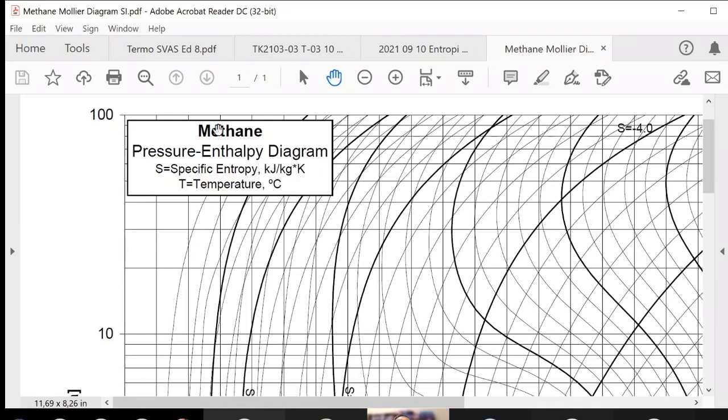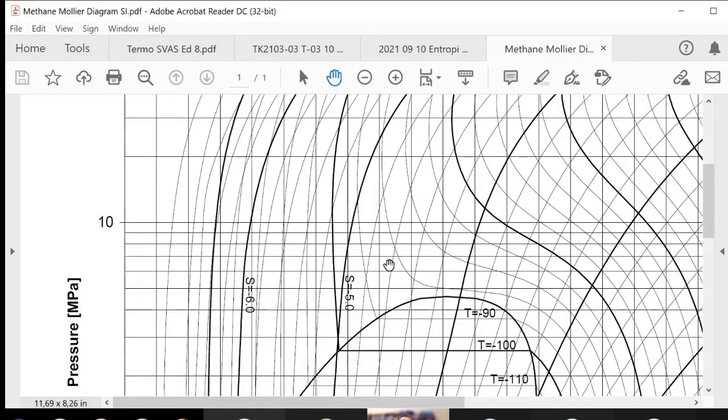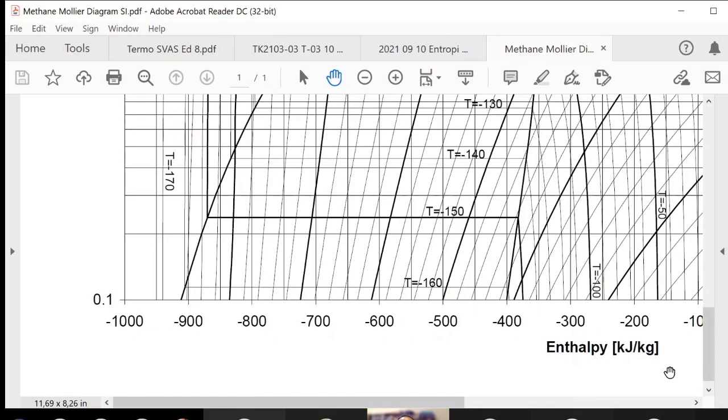What is the unit of the enthalpy? Let's check. The unit of the enthalpy is kilojoule per kilogram. What is that kilogram? Kilogram of methane, because this curve is the curve of methane.